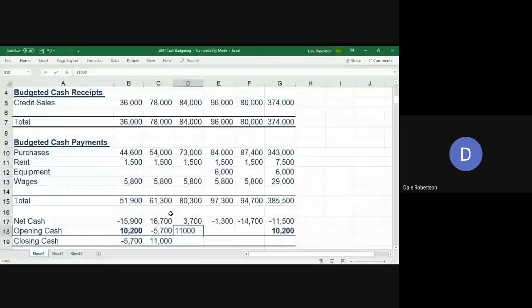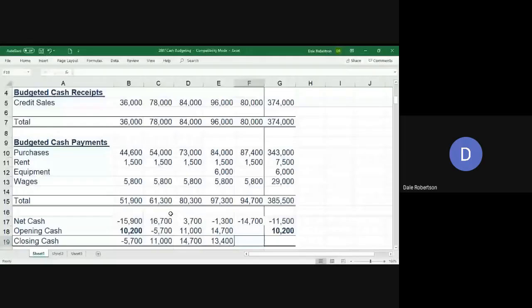You're going to start March with that same 11,000. This is 14,700. Hopefully we can see the pattern here now. 14,700 goes up here. You then get this. This is going to be 13,400. You bring this 13,000. Our closing cash for May is minus 1,300.